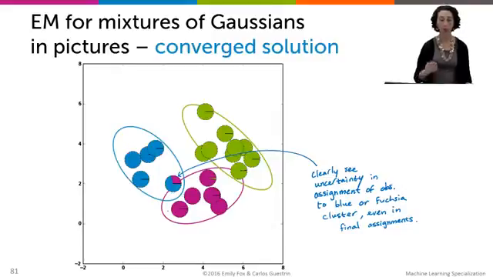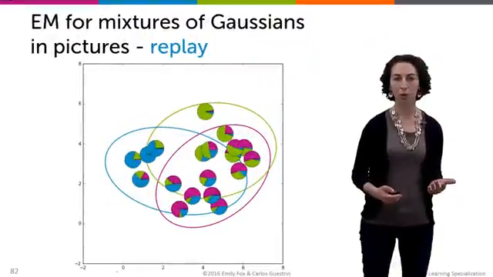But in summary, hopefully we see now in pictures the difference between what EM gives us and k-means. And again, just to emphasize, not only is it giving us these soft assignments, but we also have estimates of the cluster parameters, so the shapes of these different clusters and their locations in the space, not just the cluster locations. So let's watch this one more time.